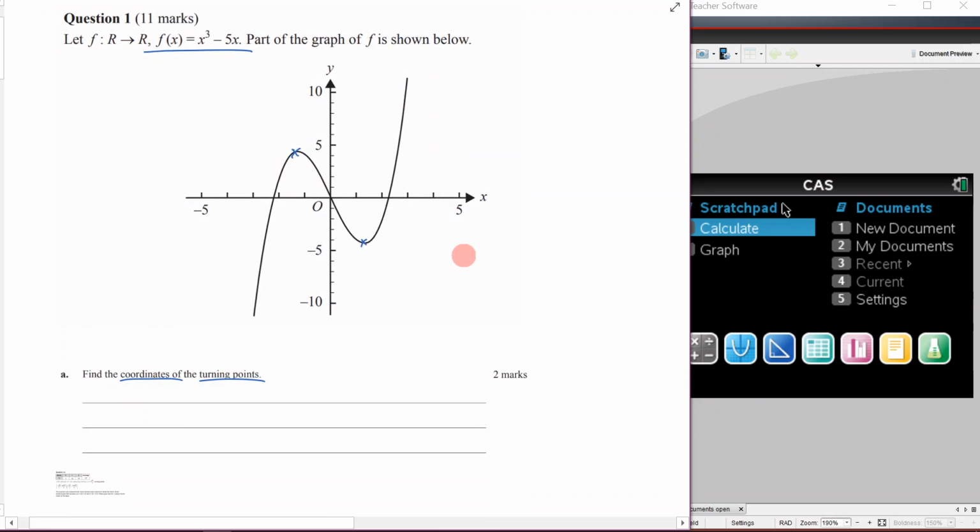Now, in order to do that, the way in which we find turning points is we just find the stationary points, which means we're going to differentiate f, set it equal to 0, and then solve it for x. So differentiate f, set it equal to 0, solve for x.